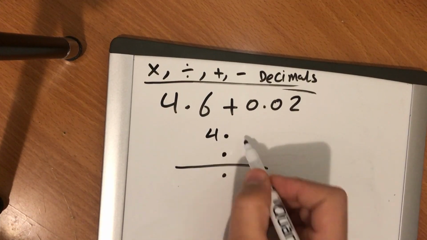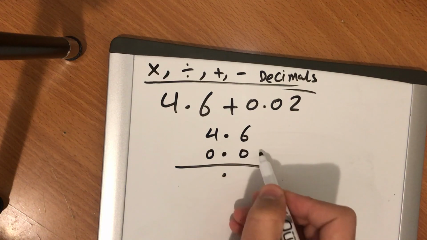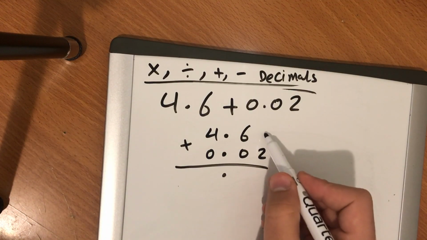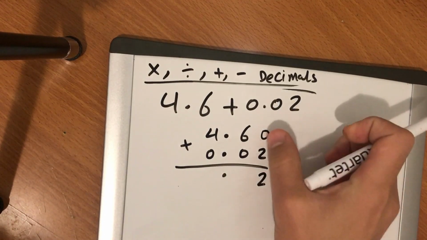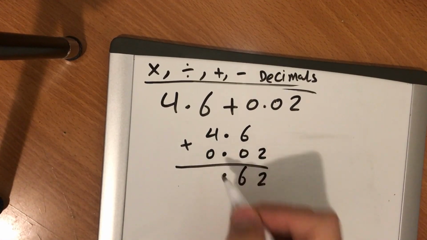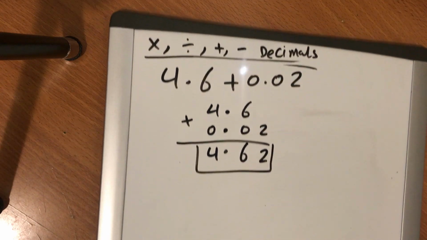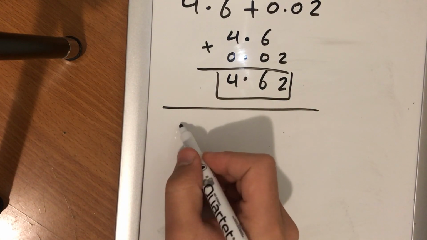4.6, 4.6, 0.02, 0.02. You must line up the numbers. 2 plus nothing, or if you feel like putting another 0 here, that's fine. 0 plus 2 is 2, or 2 plus nothing is just a 2. 6 plus 0 is 6. 4 plus 0 is 4, and that is your answer. Let's do subtraction. And then I'll give you a practice problem.